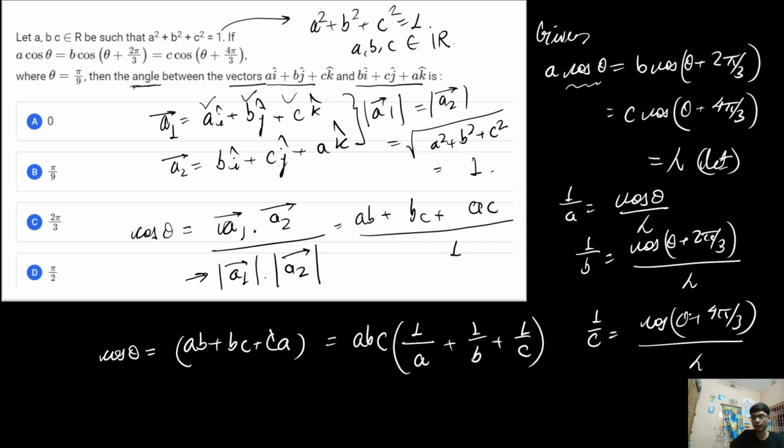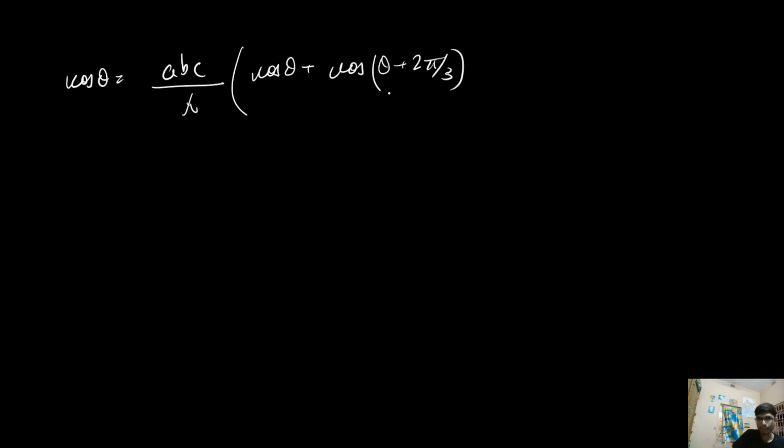So from here if you put the value of cos theta as a, b, c, and 1 by a, 1 by b and 1 by c has a term which is lambda as common, 1 by lambda as common. So from here if you put this you will get the result as cos theta plus cos of theta plus 2 pi by 3 plus cos of theta plus 4 pi by 3.